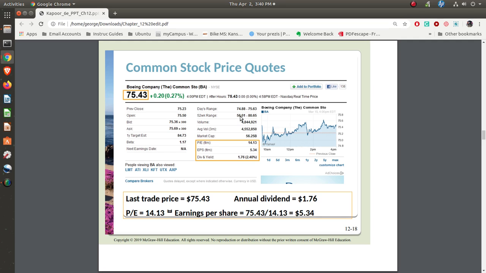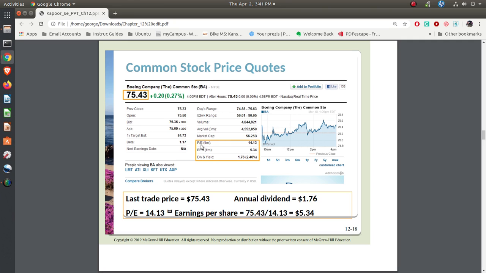So in other words, the low over the past year has been $56 a share. The high over the past year has been $80 a share. Now again, this is old, as far as the prices and the information is concerned. The volume is the number of shares that have traded for the day. So there's been almost 5 million shares traded so far on this day, and that continues to change throughout the day. Market cap, 56 billion. So that's big. That's a large cap company.